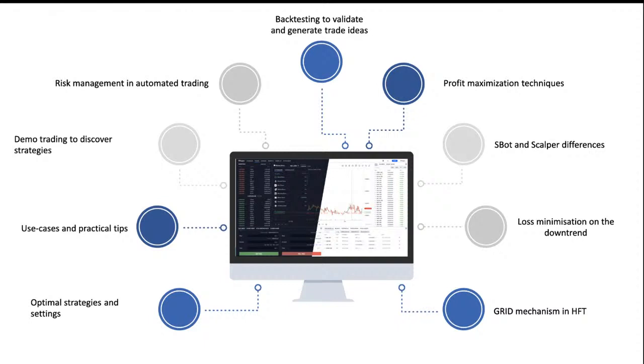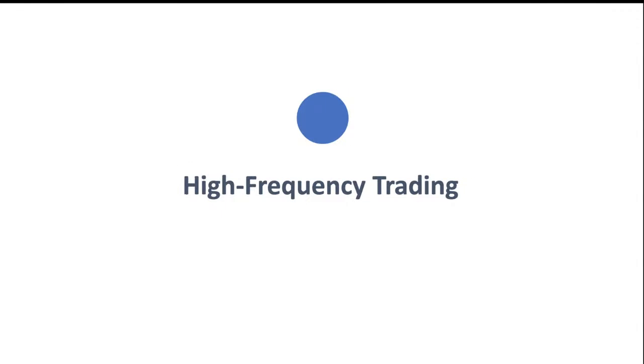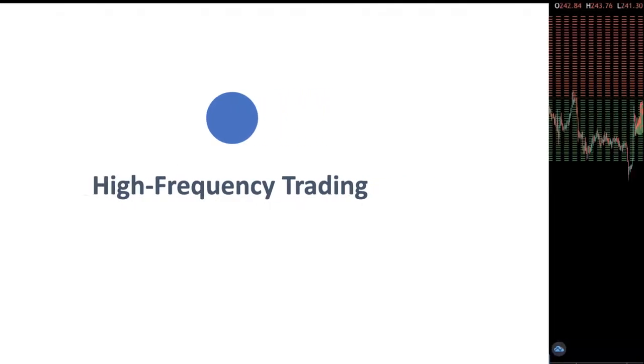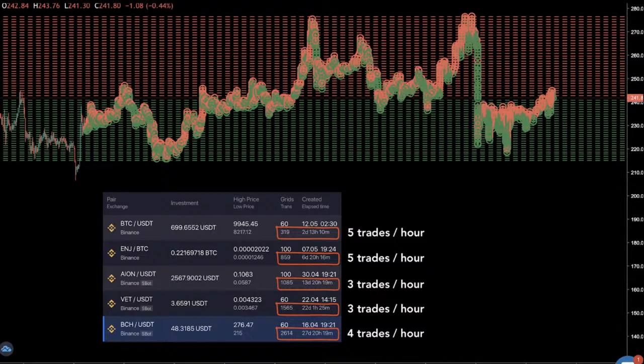So what is basically active hodling versus passive hodling, and the grid mechanism which is used in our high frequency trading. So first of all, what is high frequency trading? Well, high frequency trading is a part of the automated trading algorithm, which is implemented to make the bot execute trades at a very high level of speed. So basically manually you won't be able to keep up with the high frequency trading.